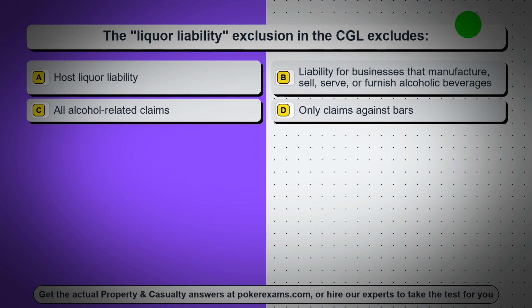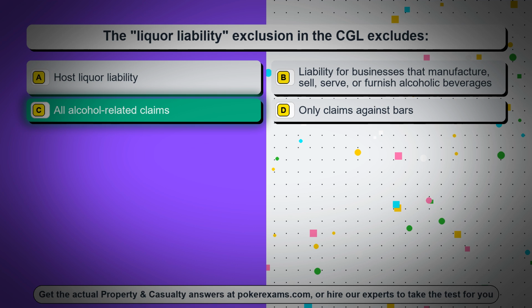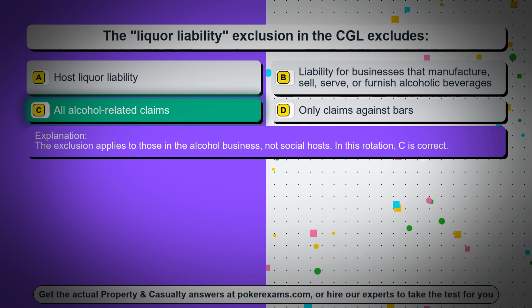Question 8. The liquor liability exclusion in the CGL excludes: Option A, host liquor liability; Option B, liability for businesses that manufacture, sell, serve, or furnish alcoholic beverages; Option C, all alcohol-related claims; Option D, only claims against bars. The correct answer is Option C, all alcohol-related claims. The exclusion applies to those in the alcohol business, not social hosts. In this rotation, C is correct.